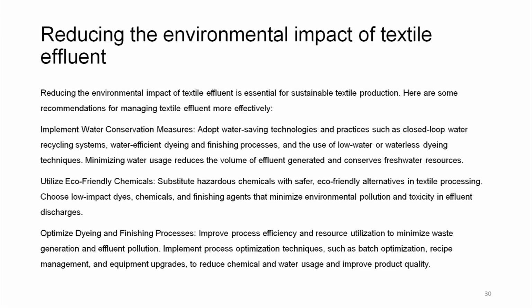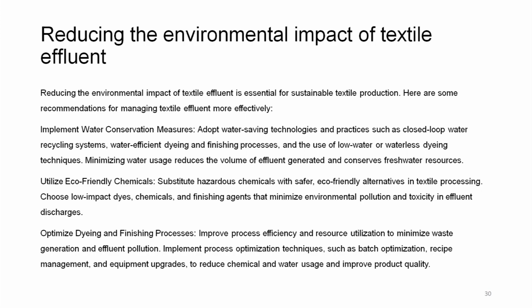Implement water conservation measures, adopt water saving technologies and practices such as closed loop water recycling systems, water efficient dyeing and finishing processes, or sometimes even waterless dyeing. Utilize eco-friendly chemicals wherever it is possible. Substitute hazardous chemicals with safer eco-friendly alternatives in textile processing. Choose low impact dyes, chemicals and finishing agents that minimize environmental pollution and toxicity in effluent discharge.